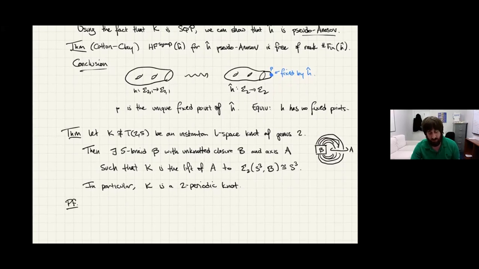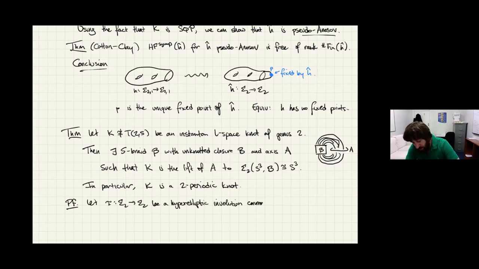Okay, so here's the proof. Well, the genus 2 mapping class group is hyperelliptic. Everything in it commutes with some involution. So let tau be the involution of the genus 2 surface. Okay, that commutes with this capped off monodromy H hat that I indicated up here.